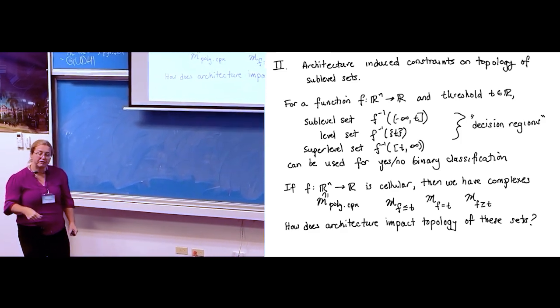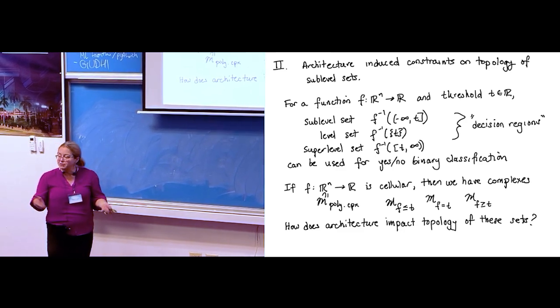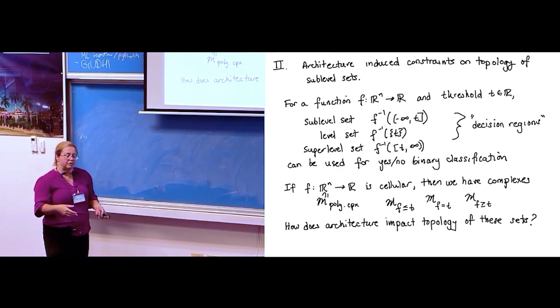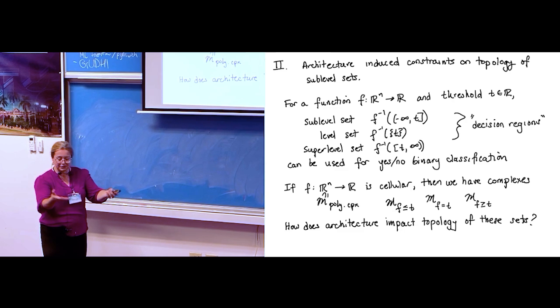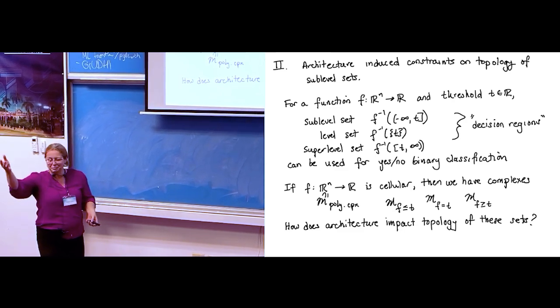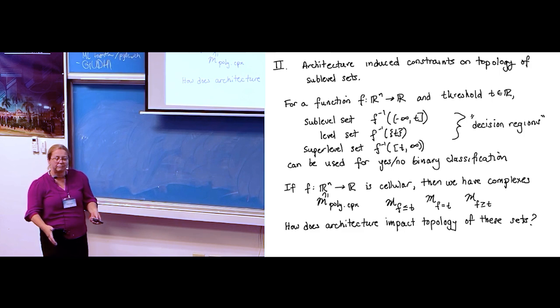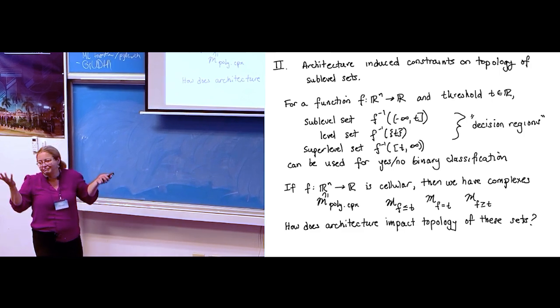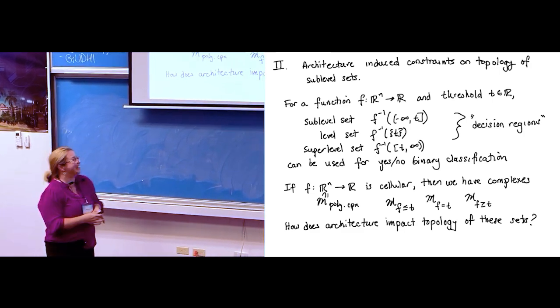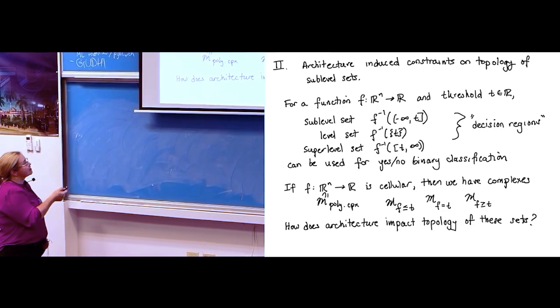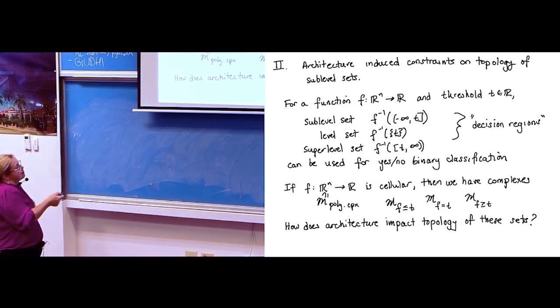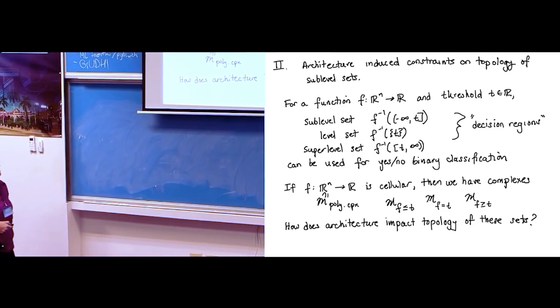If you think of your function as answering some yes/no question, like, is this a picture of a cat or not, you can think of an output above t as meaning yes, an output below t as meaning no, and an output of t being on the boundary. This is useful for yes/no binary classification questions.